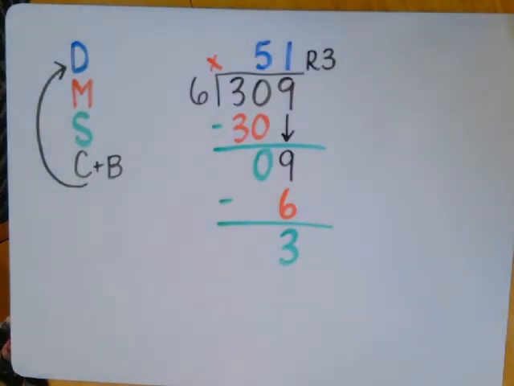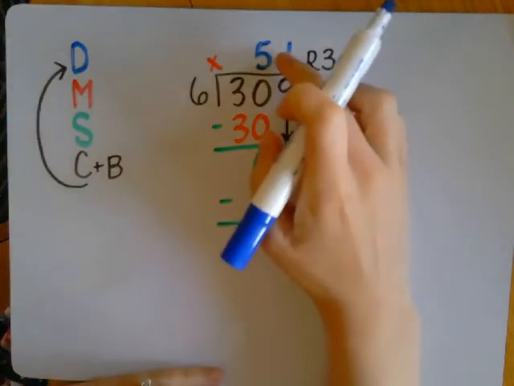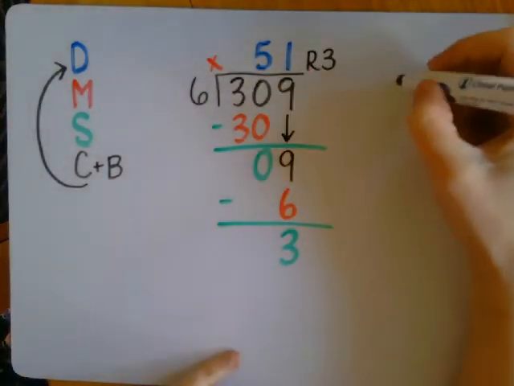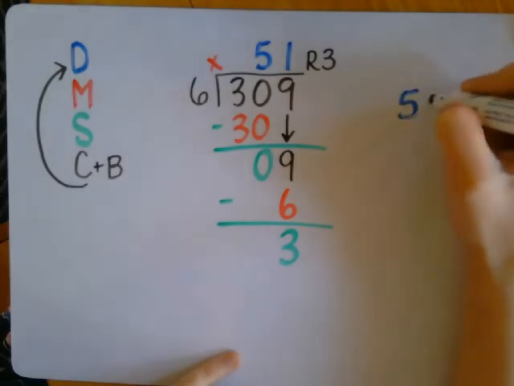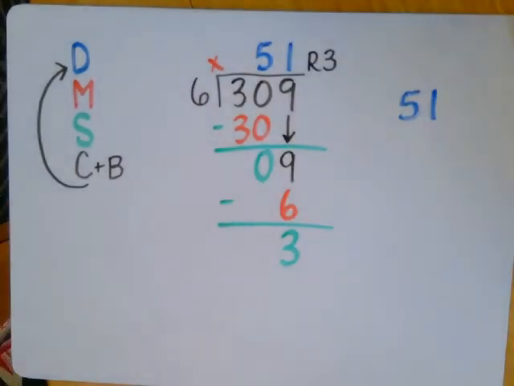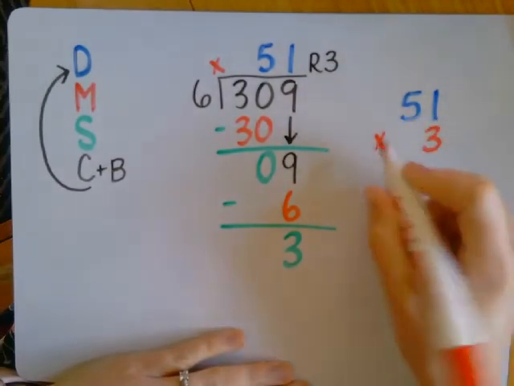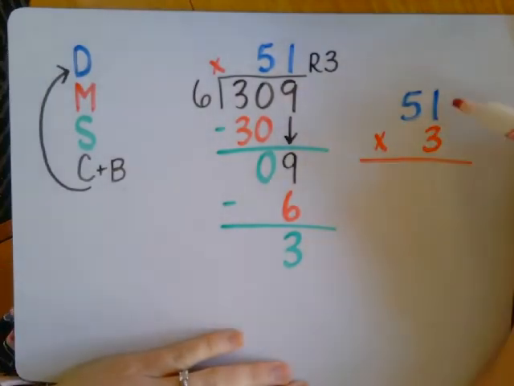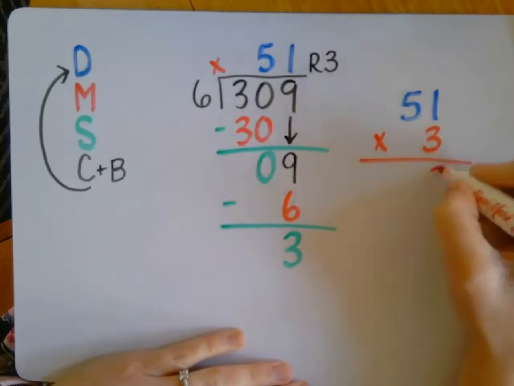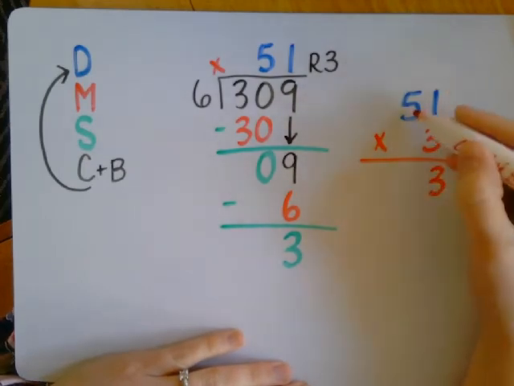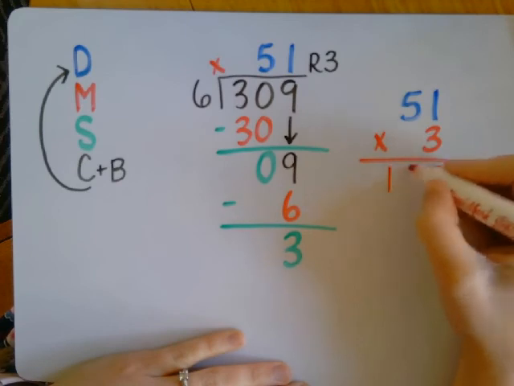Again, let's always check our work when we are doing multiplication or division, just so we make sure we did our math correctly. So if I take my answer, 51, and I multiply that by 3, I get 1 times 3, which is 3, and then 3 times 5, which is 15.